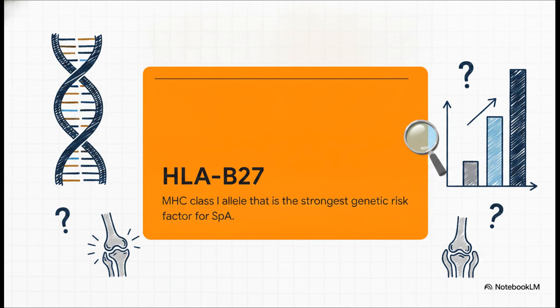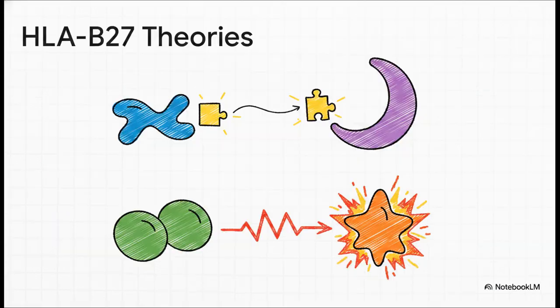To put this into perspective, this allele is present in roughly 5% of the general Caucasian population. But if we look at patients with radiographic axial spondyloarthritis, HLA-B27 is present in a staggering 85 to 90% of them. Its presence massively shifts the odds. But the big, multi-million-dollar scientific question has always been, how exactly does this gene cause the disease? Well, that brings us to the two leading scientific theories. The first is the arthritogenic peptide theory.